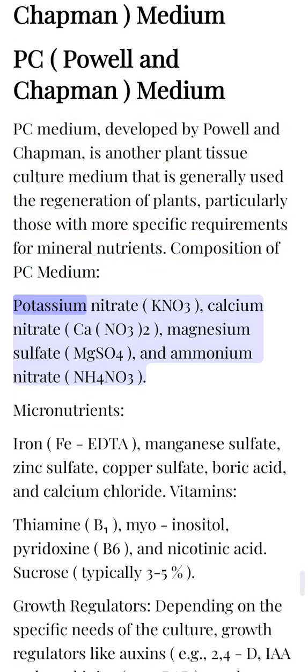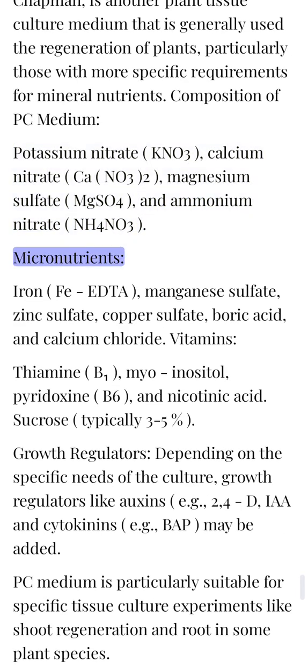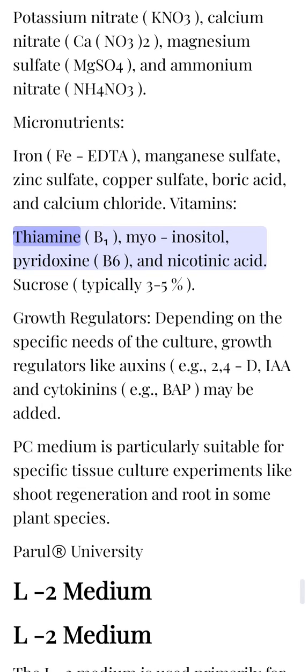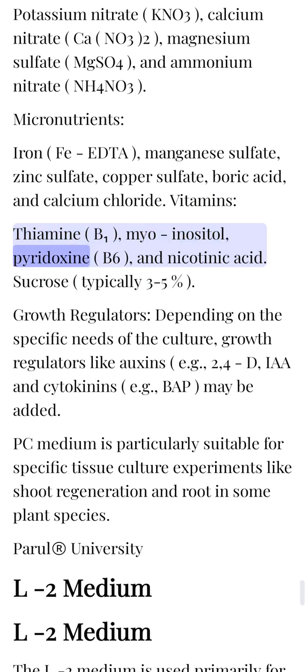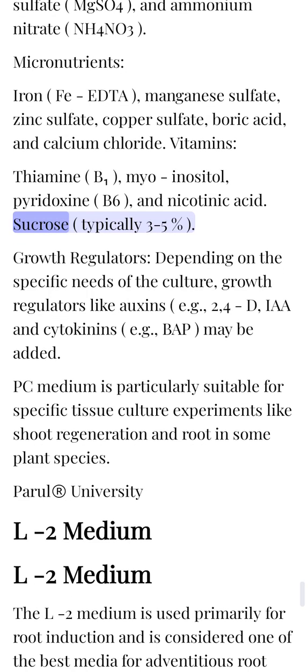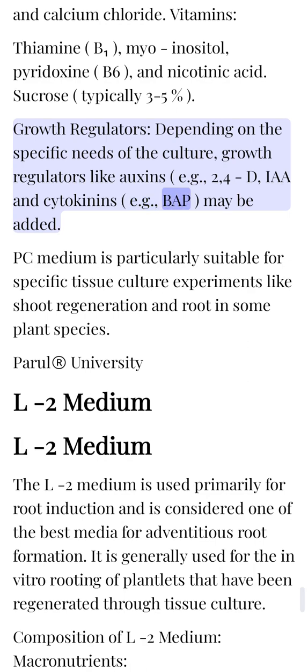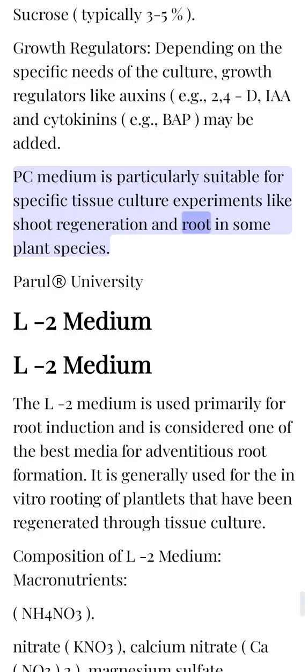Composition of PC medium: potassium nitrate, KNO3, calcium nitrate, Ca(NO3)2, magnesium sulfate, MgSO4, and ammonium nitrate, NH4NO3. Micronutrients: iron, Fe-EDTA, manganese sulfate, zinc sulfate, copper sulfate, boric acid, and calcium chloride. Vitamins: thiamine, B1, myo-inositol, pyridoxine, B6, and nicotinic acid. Sucrose, typically 3 to 5%. Growth regulators, depending on the specific needs of the culture. Growth regulators like auxins, for example 2,4-D, IAA, and cytokinins, for example BAP, may be added. PC medium is particularly suitable for specific tissue culture experiments like shoot regeneration and rooting in some plant species.